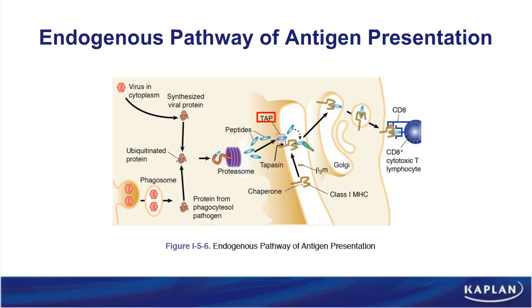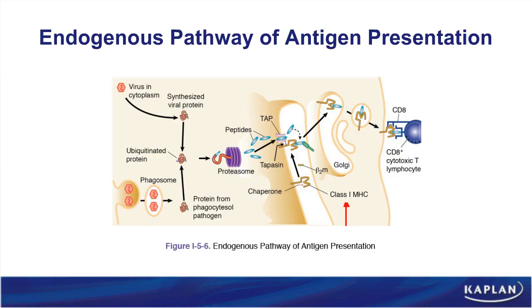TAP stands for transporter of antigen processing, and the way I want you to think about TAP is that it's like a molecular tunnel that actively takes peptides from the cytoplasm and loads them up onto a class 1 MHC molecule. You can see there is a molecule called tapasin here that bridges the class 1 MHC to the TAP transporter to easily facilitate the addition of that peptide onto a class 1 MHC molecule.